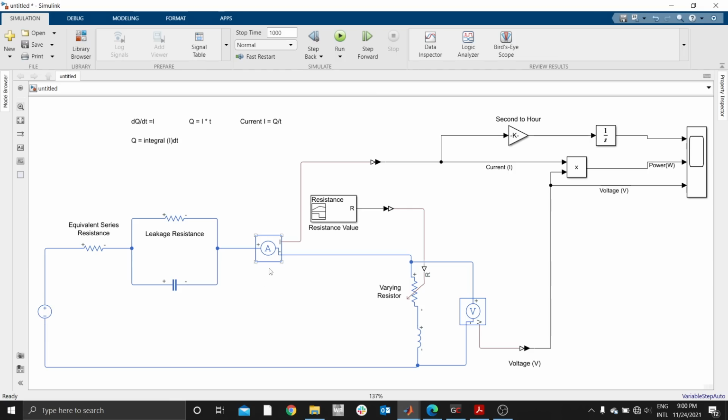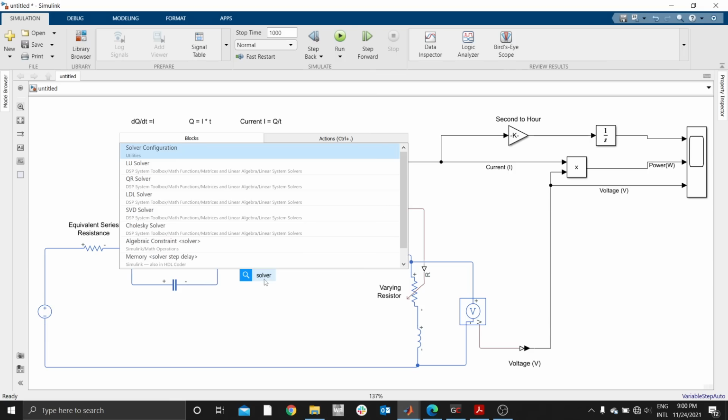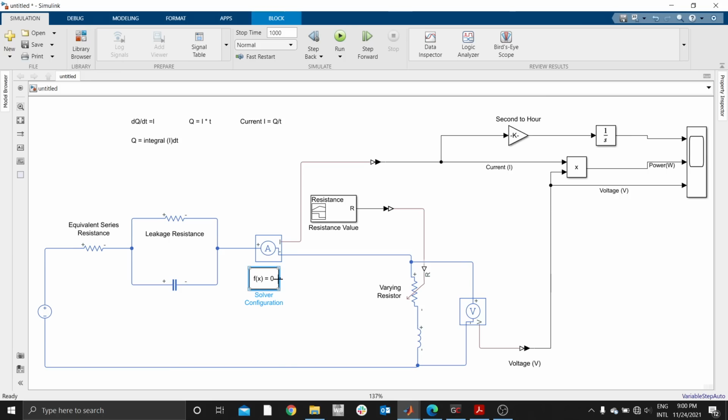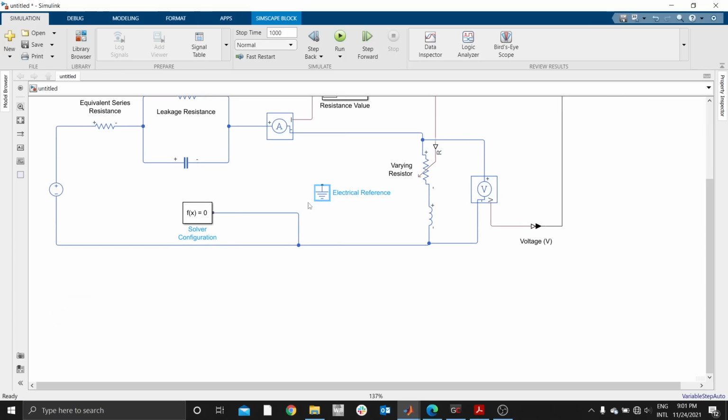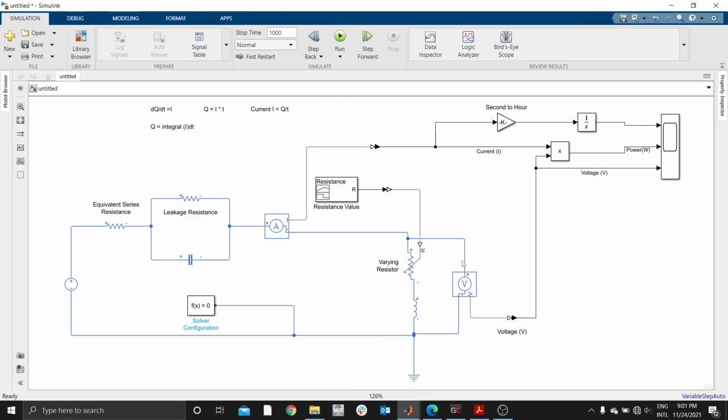Then we need a solver, like that. And as I said, you can attach the solver anywhere you want. And then we need an electrical reference. By now you already know what this is. I like attaching my electrical reference to the negative terminal most of the time. And we are done. Now you can comfortably run the simulation.